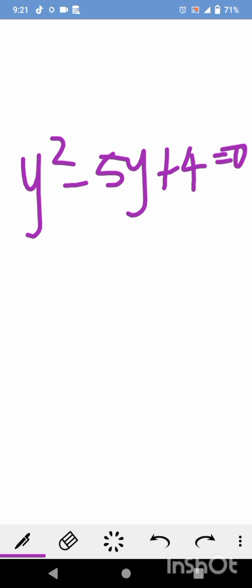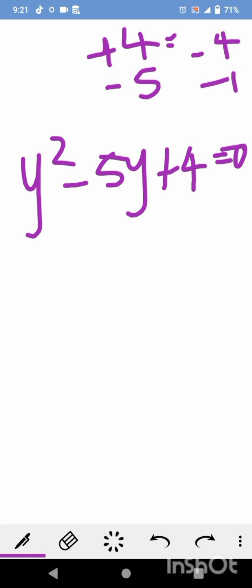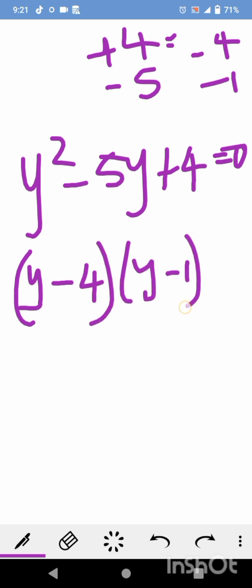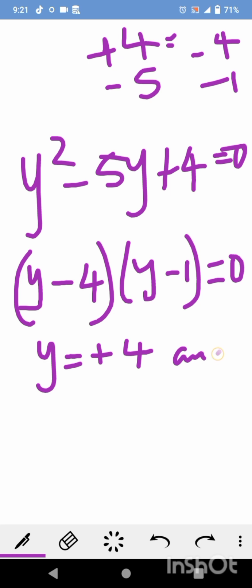So what are the possible numbers? We are looking at plus 4 and minus 5. So we should be dealing with minus 4 and minus 1. So that minus 4 times minus 1 will give us plus 4. Minus 4 plus minus 1 will give us minus 5. So we have (y minus 4)(y minus 1) equals to 0. Okay, from here we notice that y should be equal to plus 4, and also y should be equal to plus 1. Okay, we are not done.